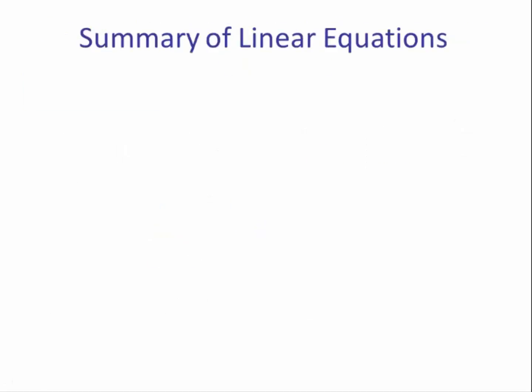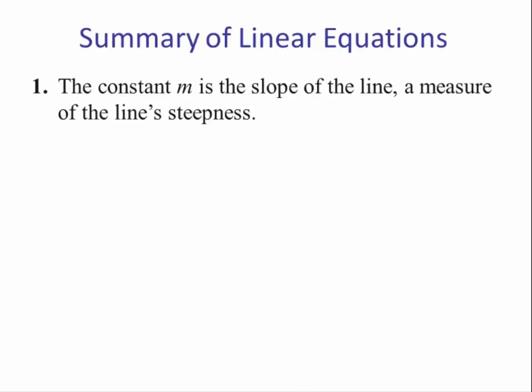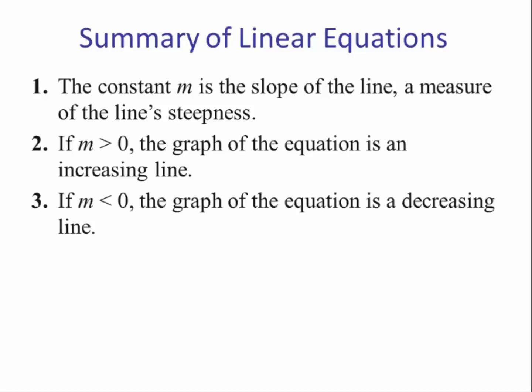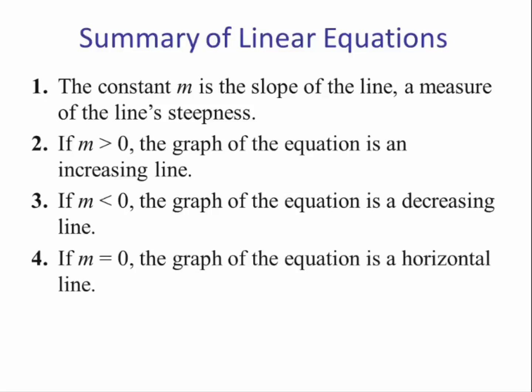Summary of linear equations in 2 variables. Number 1, the constant m is the slope of the line, a measure of the line's steepness. Number 2, if m, the slope, is greater than 0, the graph of the equation is an increasing line. Number 3, if m, the slope, is less than 0, a negative number, the graph of the equation is a decreasing line. Number 4, if the slope equals 0, the graph of the equation is a horizontal line.